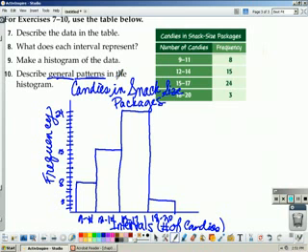Very good. Gabby says that most packages have between 15 and 17 candies. Very good. What can I say about this interval down here of 18 to 20? Jessica? So very few packages have 18 or more, right? Could we say that? Yes, we could. All right.